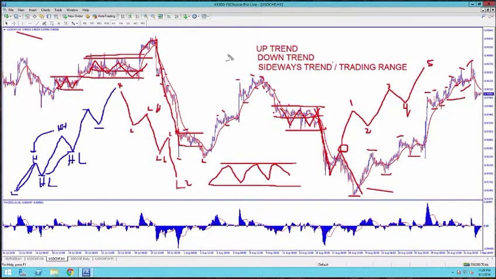But for now, we have just determined and observed what a sideways trend is, an uptrend, and a downtrend.